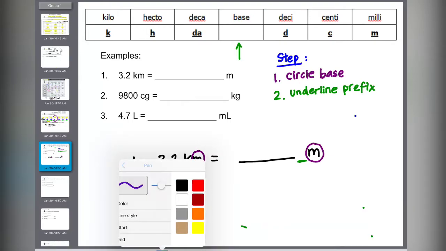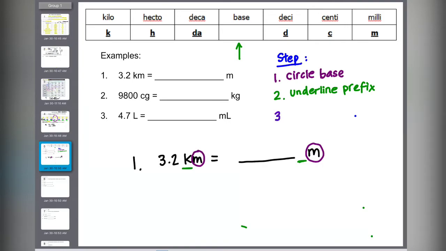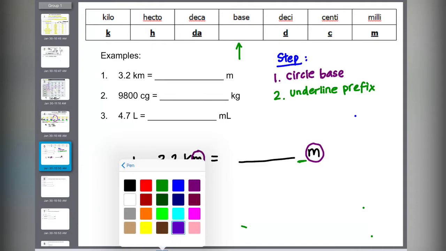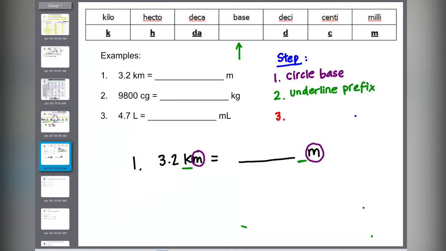Okay, so I'm going to go purple. Number 3. No, let's not use purple. Purple looks too close to the other color. Let's use red. Okay, step number 3. What I need you to do is count the number of steps either to the right or to the left. Okay, so let's figure this out. So I went from K to nothing. What that means is I need to go from K to nothing, which is this step.